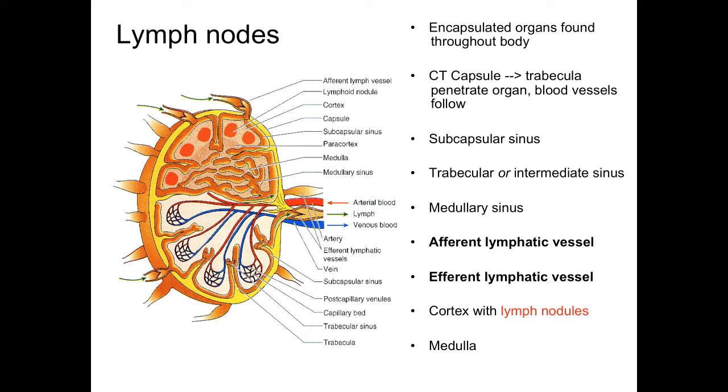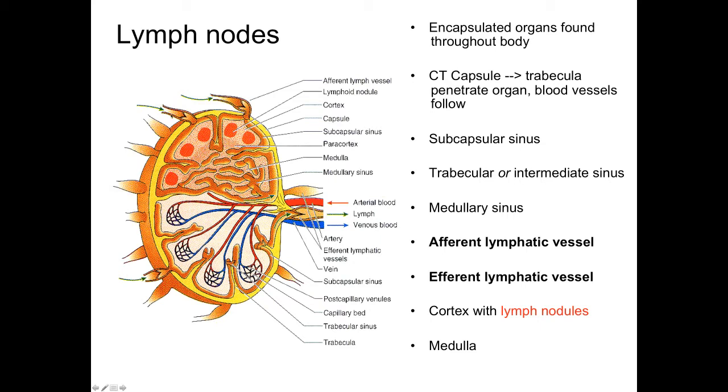There is a connective tissue capsule around lymph nodes, and the connective tissue capsule penetrates the organ incompletely, so some septa from the capsule penetrate the organ a little bit. Characteristics for lymph nodes: you can see afferent lymphatic vessels all around the periphery of the node.